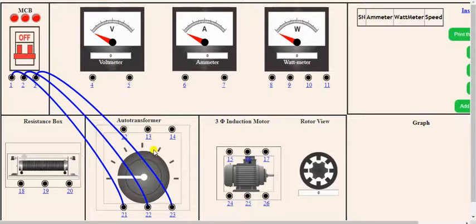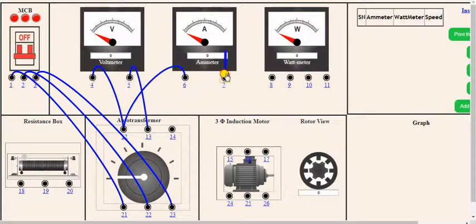Supply is coming from the supply MCB. Supply 1 is connected to 21, and these 3 terminals are the input terminals of the auto transformer. Now these are the output terminals of the auto transformer. First connect the voltmeter: 4 to 12 and 5 to 13. So the voltmeter is connected across the supply. Then connect the ammeter by taking a connection from here to 6. The ammeter is connected in series.